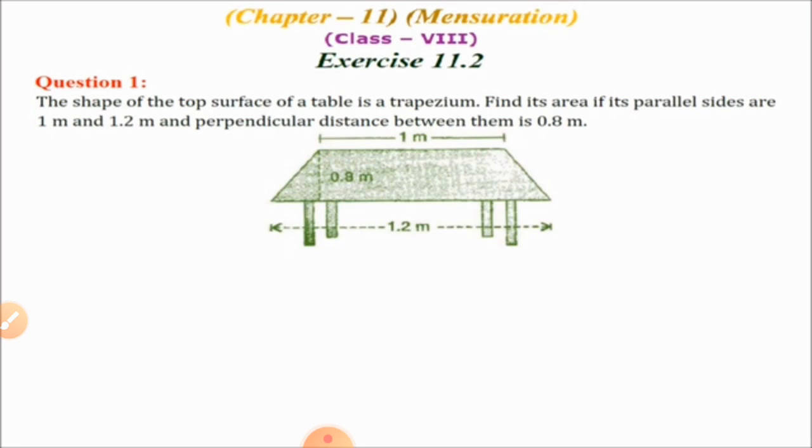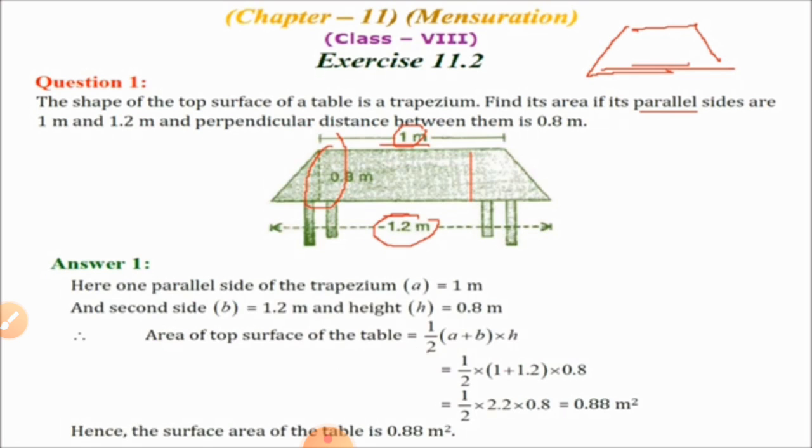The shape of the top surface of a table is a trapezium. Find its area if its parallel sides are 1 meter and 1.2 meter and the perpendicular distance between them is 0.8 meter. Students, a trapezium is nothing but two parallel lines, and their measurements are already given. I put them with the red circle, and the height, or distance between the two parallel lines, is 0.8 meter.